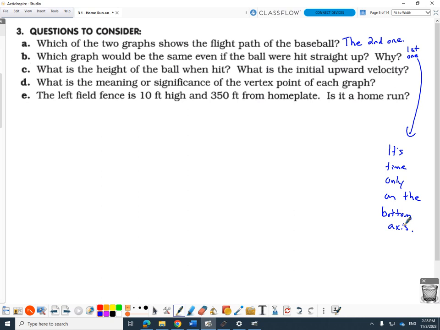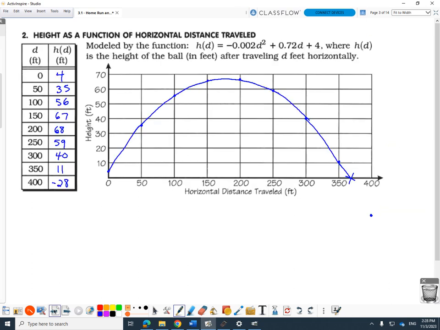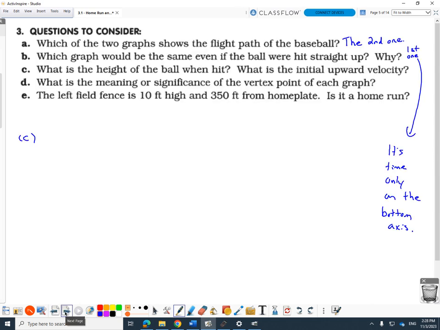How about, what was the height of the ball when it was hit? I'm going to start doing these questions down here because they're not fitting in very well. What was the height of the ball when it was hit? 4. You can see that in the chart. It's the very first thing on the chart, 4 feet.